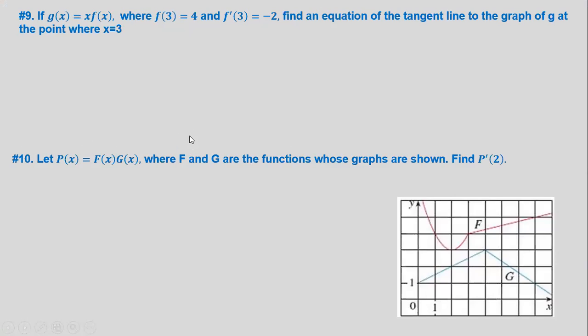Number 9 is back to the tangent line again. In the first video, we talked a lot about the tangent line. The last one is a very interesting problem. Instead of giving you the function values, they give you the graph here. I think this one is quite useful. Number 10 is our last problem for this practice set. Now let's go back to the worksheets so that we can start to work those problems.